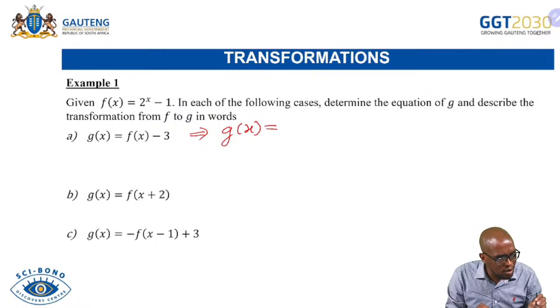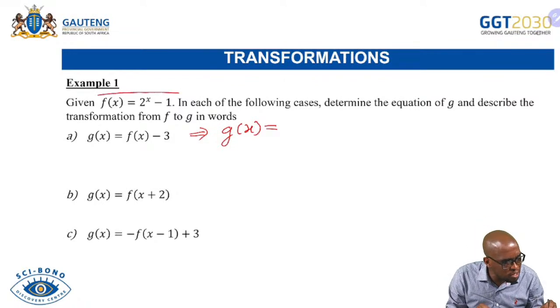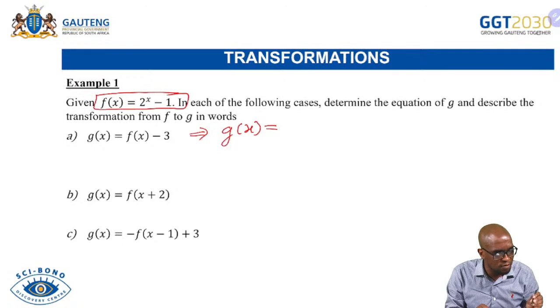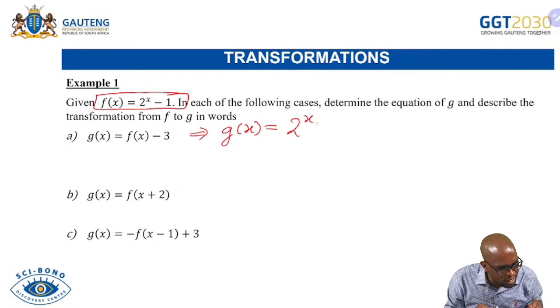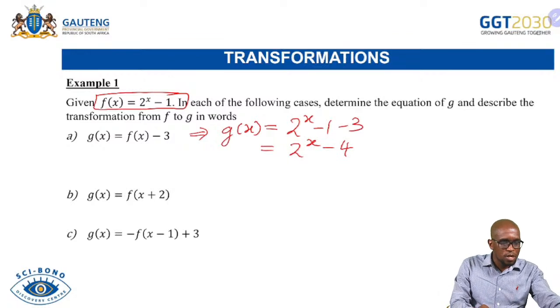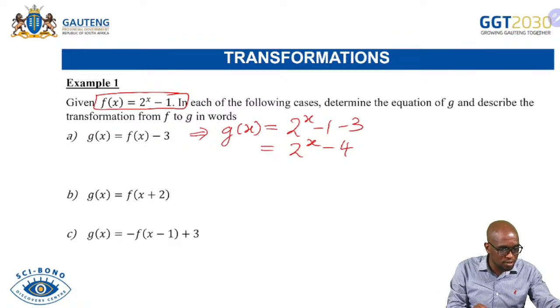So where we see f of x, we're going to put the original equation that is given. So this would be 2 to the x minus 1 minus 3. So we find that the new equation would be 2 to the x minus 4. Now, we want to describe the transformation.